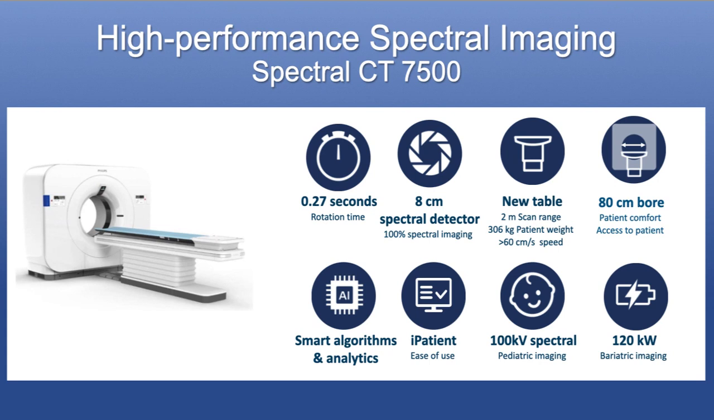There's a new toy on the block. Let's say there's a new CT scanner, the 7500, that has some advantages as compared to the older iCT scanner. This scanner is faster. It has a wider detector of 8 centimeters. So it's particularly good for scanning cardiac patients.